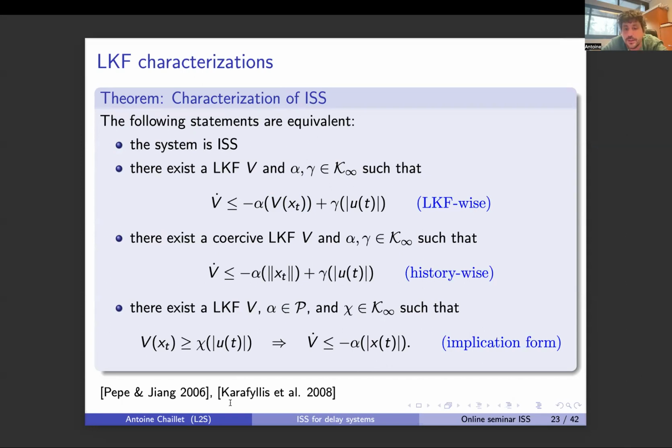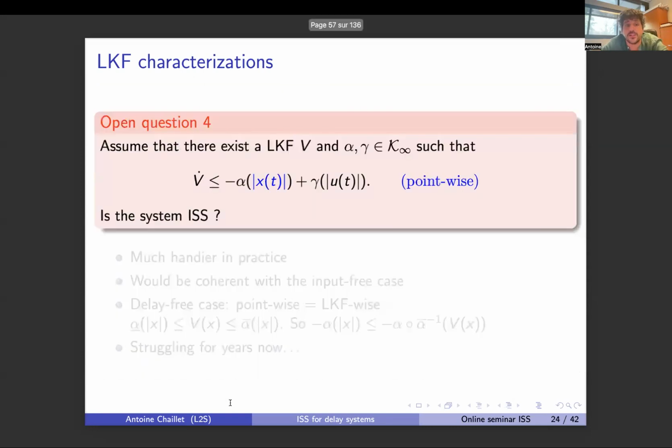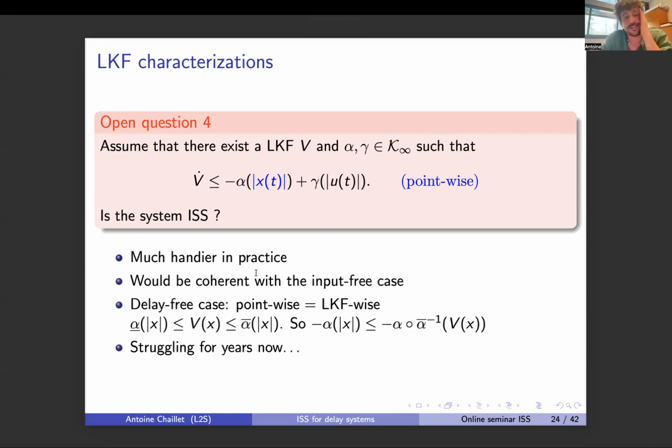But what you can notice, what is missing in this characterization, is once again this pointwise dissipation, meaning what happens if I dissipate only in terms of my current solution's value? Is the system ISS? So this is a question that has obsessed me for more than 5 years now. I have bothered a lot of you about this question, but it's still unsolved. So I believe it would be very interesting to solve it because it's much handier in practice. I'm currently working with Andri and Fabian on this topic, but also with Jason, Pierre Domenico, a lot of people.